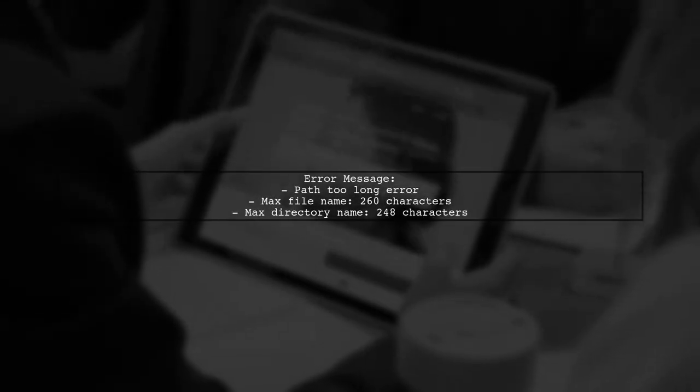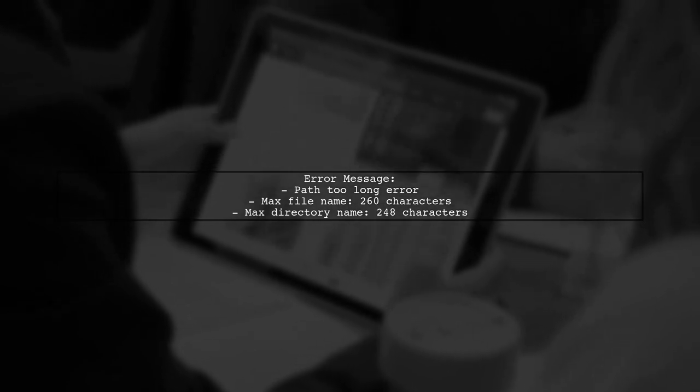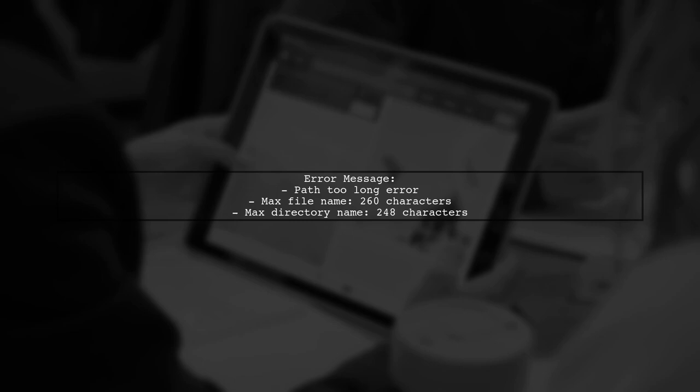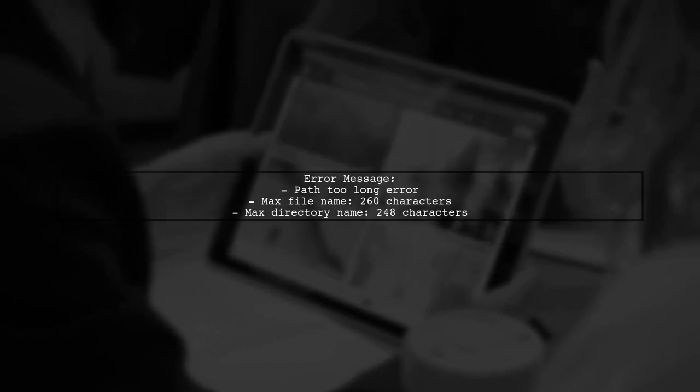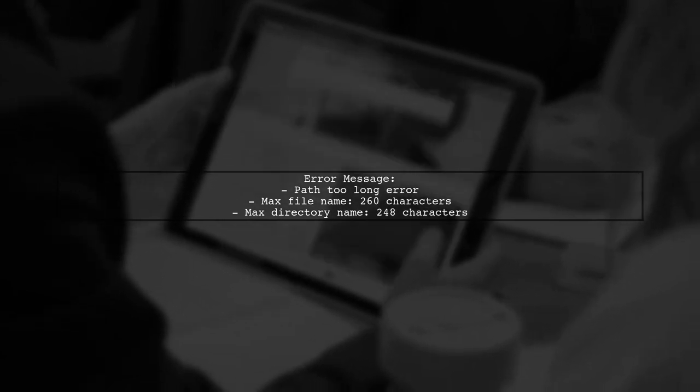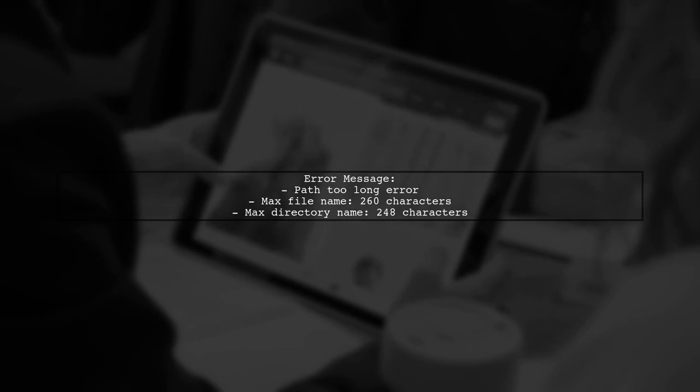The error message is clear. The specified path, file name, or both are too long. Windows requires that the fully qualified file name be less than 260 characters, and the directory name must be less than 248 characters. So, how can we adjust the workspace folder to fit within these limits?